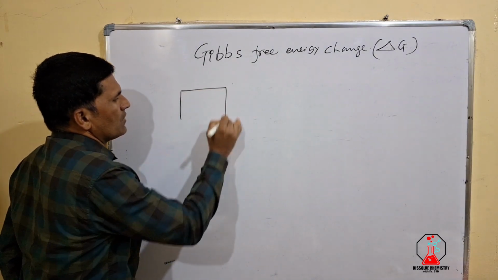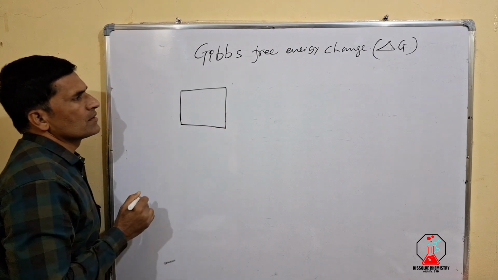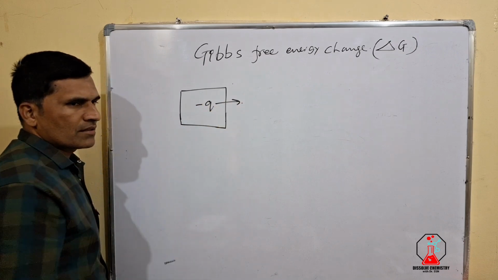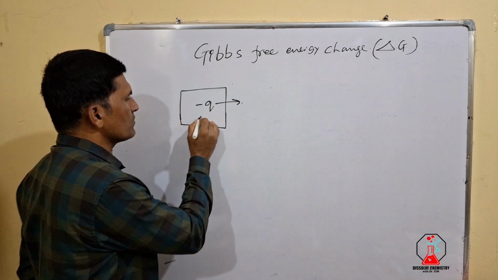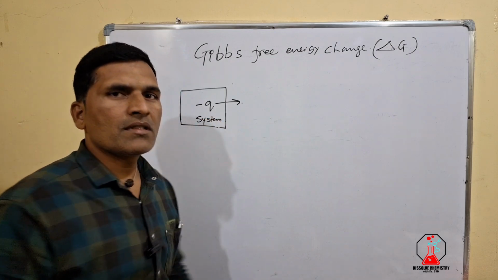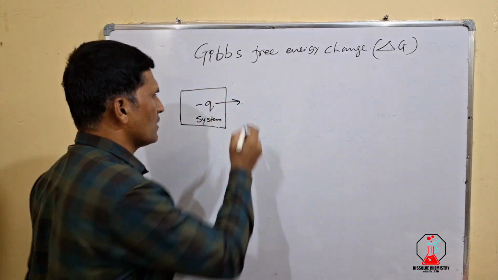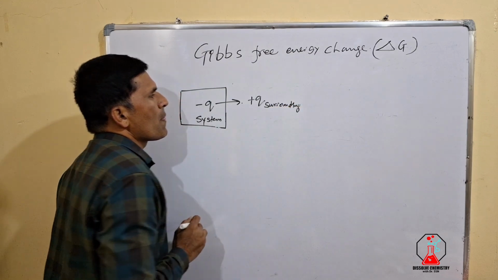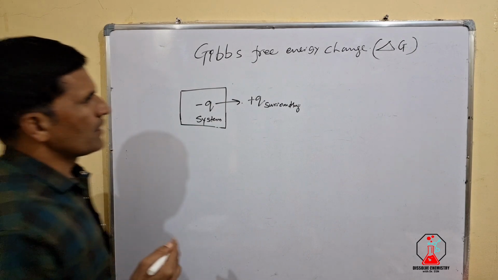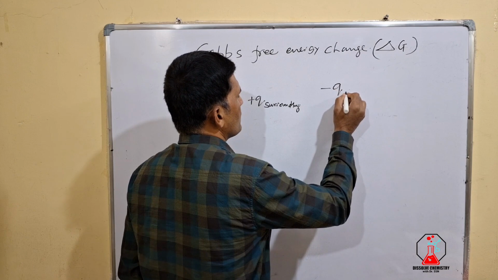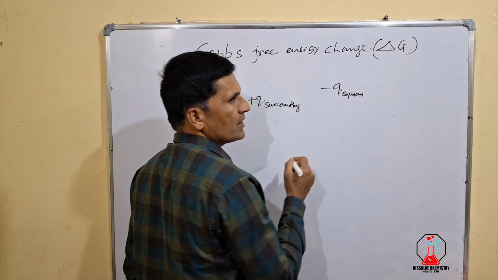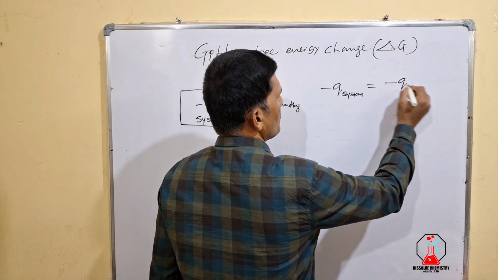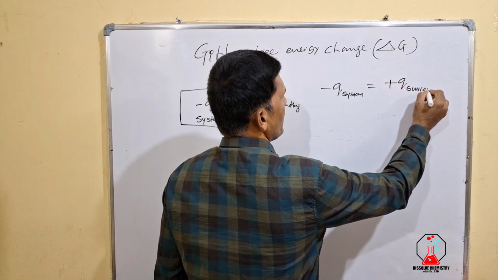Consider a system. Now what happens? Q amount of heat is given out by the system, so Q amount of heat is coming out of the system. Then the same amount is received by the surrounding, so we will represent it as plus Q of the surrounding. Now how are we going to relate these two? Minus Q of the system, the amount of energy given out by the system, is equal to the amount of energy absorbed, that is plus Q of the surrounding.